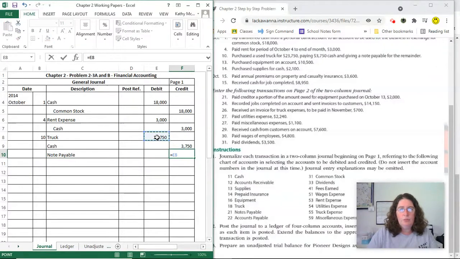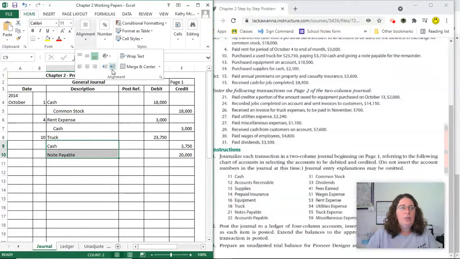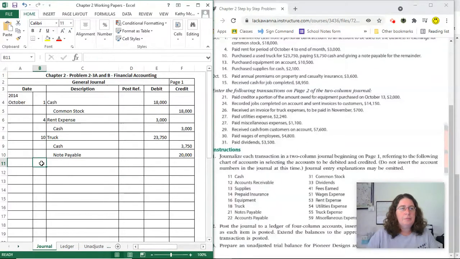I'm going to let Excel do the math for me. Sometimes that's safer in my case. And cash and note payable are both of our credits. So again, I need to indent those. As we work through these, you'll notice that we are just taking each transaction and breaking it down into our debits and our credits and listing them in the journal. Keeping in mind that our assets increase on the debit side, decrease on the credit side, liabilities and equity accounts do the opposite, and expenses increase on the debit side just like an asset.